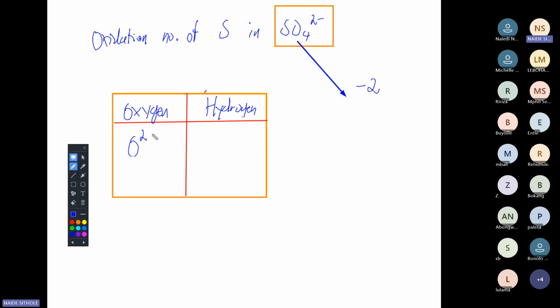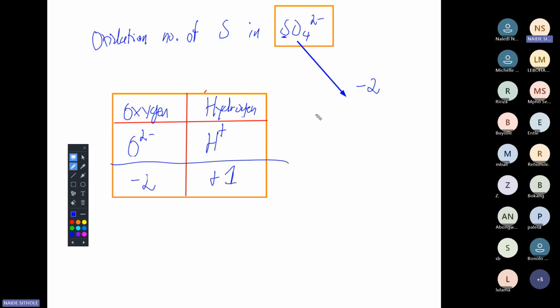So for O2-, the oxidation number of oxygen is always -2. For H+, the oxidation number is always +1. These are the two that you need to know. For hydrogen, it's always +1. For oxygen, it is always -2, right? And then what you don't know is the oxidation number of sulfur there.